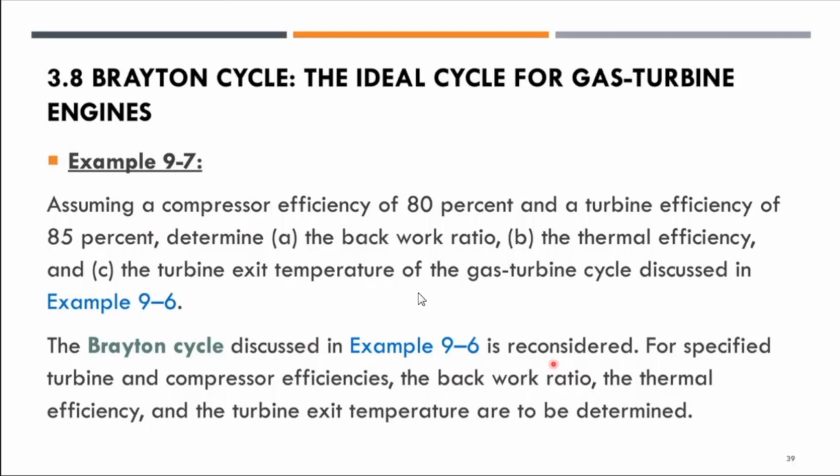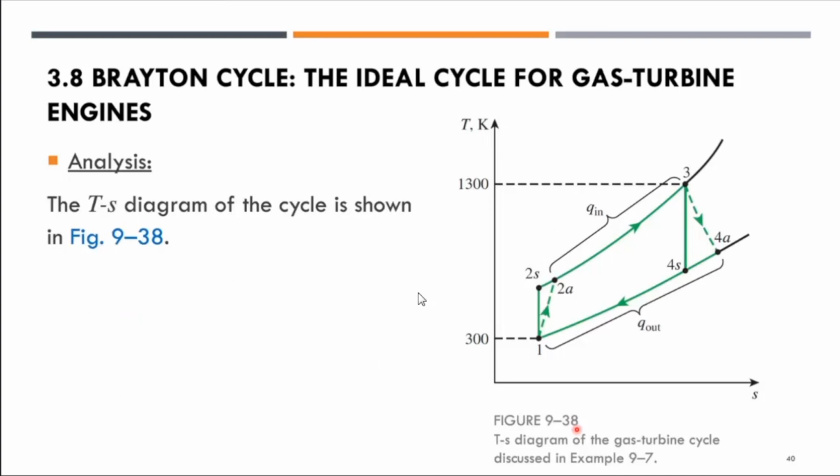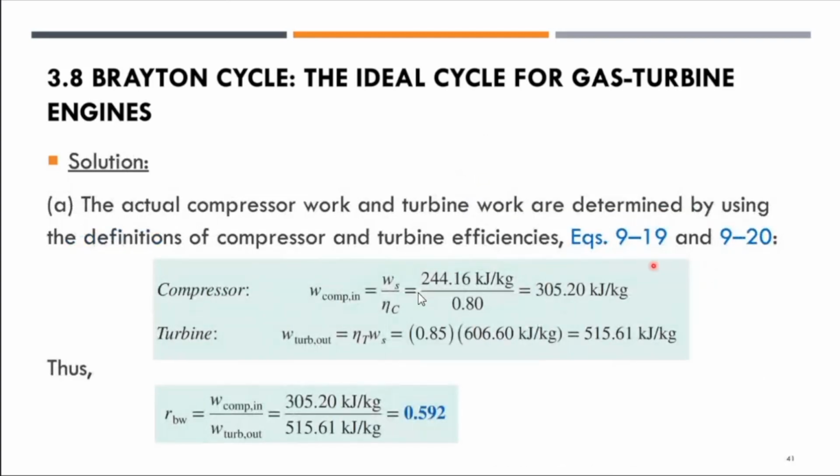The Brayton cycle discussed in example 9.6 is reconsidered for specified turbine and compressor efficiencies. The back work ratio, thermal efficiency, and turbine exit temperature are to be determined. Right? So this is how the TS diagram for example 9.7 looks. In terms of the solution, the actual compressor work and turbine work is no longer 100%. They gave us the efficiency for the compressor and the efficiency for the turbine.